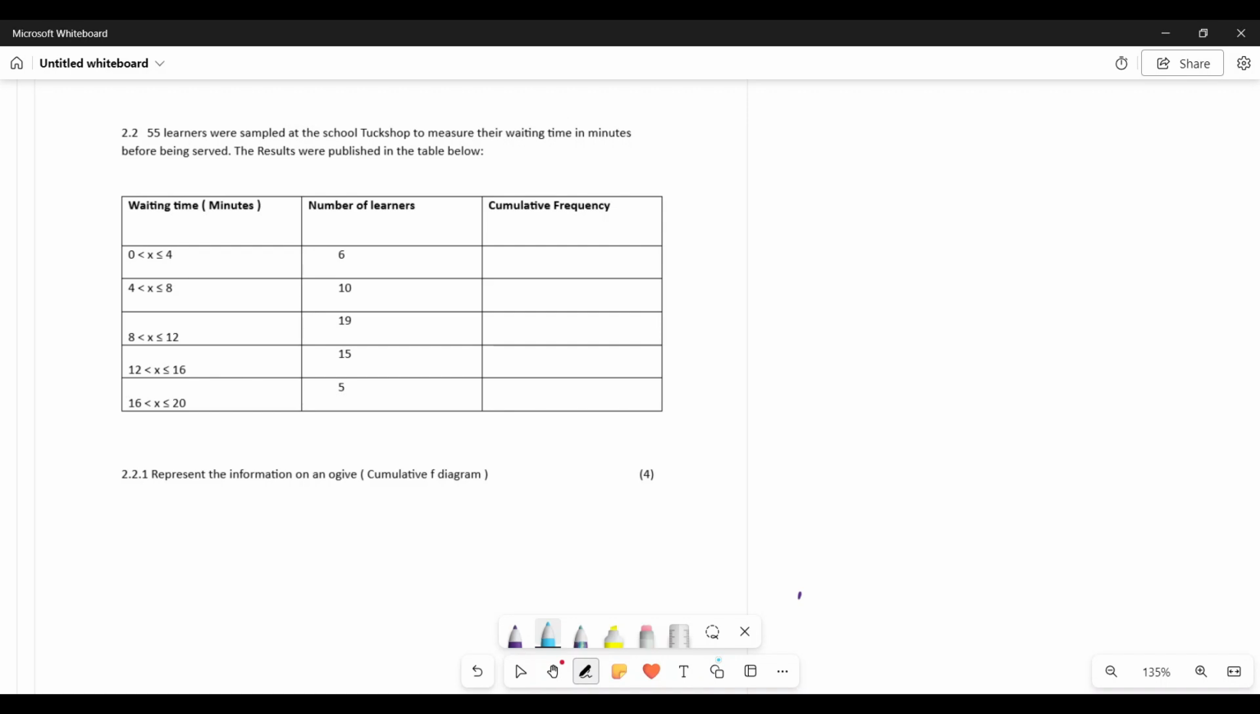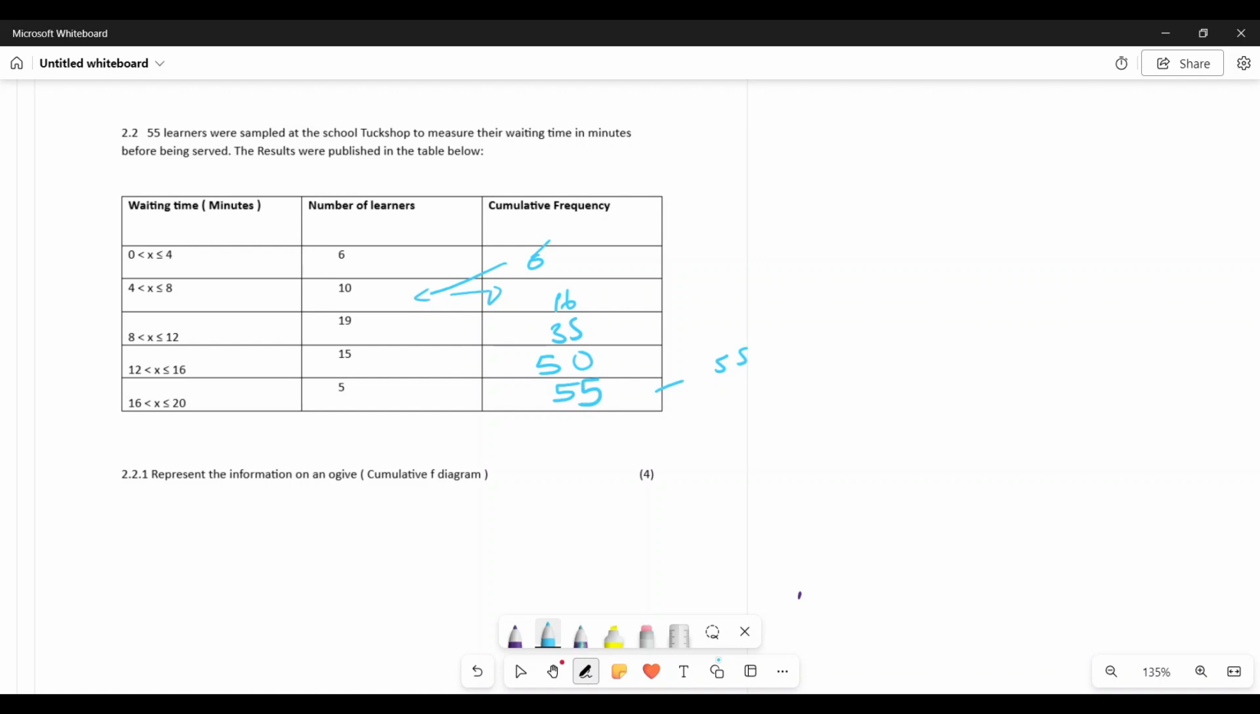So I know that my cumulative frequency for my first line is equal to my frequency, this is 6, and my last cumulative frequency should be equal to my total of 55, if I do this correctly. But 6 plus 10 is equal to 16. 16 plus 19 should be equal to 35. 35 plus 15 should be equal to 50. And 50 plus 5 should be equal to 55. And this would be your cumulative frequency table.